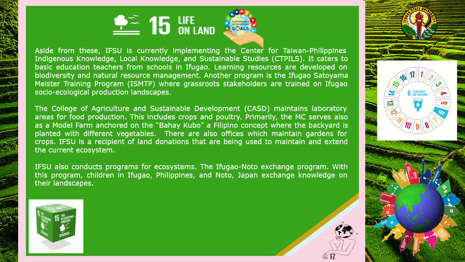The College of Agriculture and Sustainable Development, CASD, maintains laboratory areas for food production. This includes crops and poultry. Primarily, the college also serves as a model farm anchored on the Bahay Kubo, a Filipino concept where the backyard is planted with different vegetables. There are also offices which maintain gardens for crops. IFSU is a recipient of land donations that are being used to maintain and extend the current ecosystem.